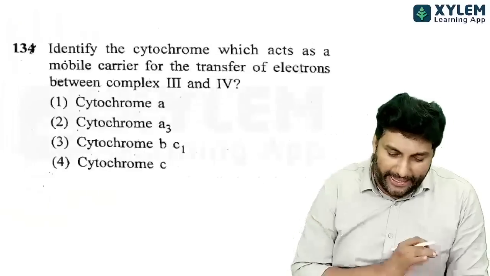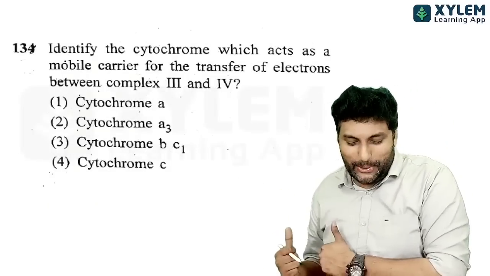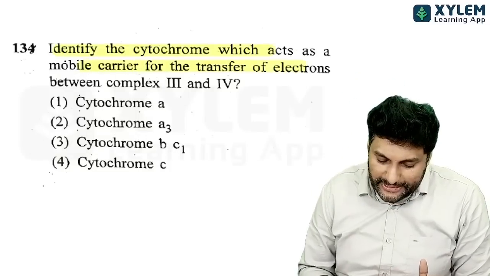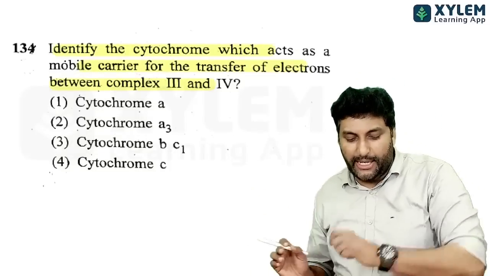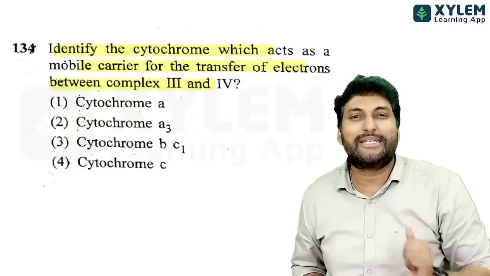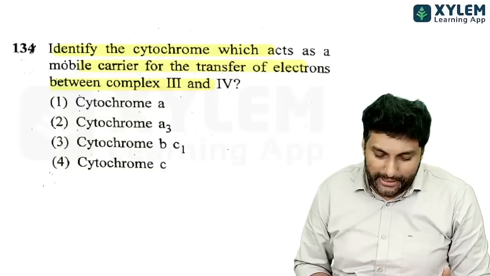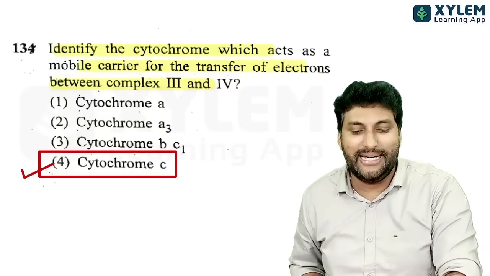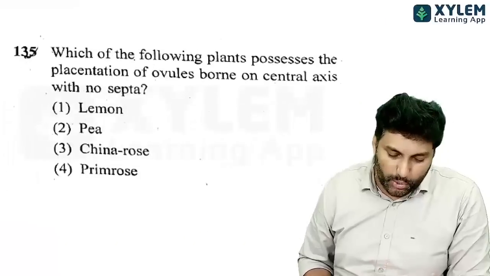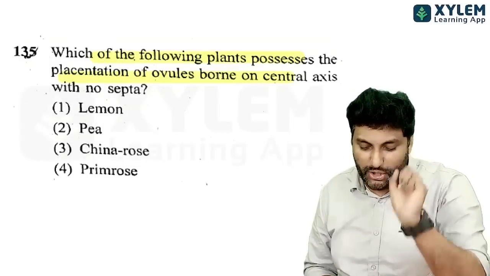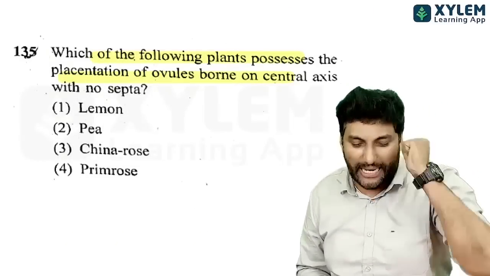No doubt. Again, 134. Again, the same question from the respiration electron transport system. The question is asking: which is the mobile electron carrier between complex 3 and 4? No doubt. The question is very direct. Answer is 4. Cytochrome c is the direct one. Let's move to 135. Which of the following plants possess the placentation of ovules borne on the central axis?